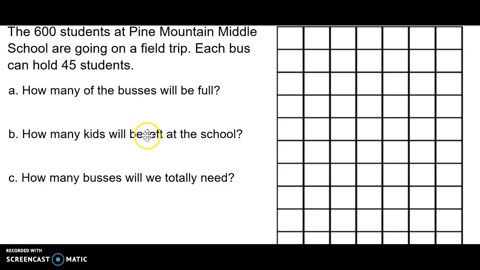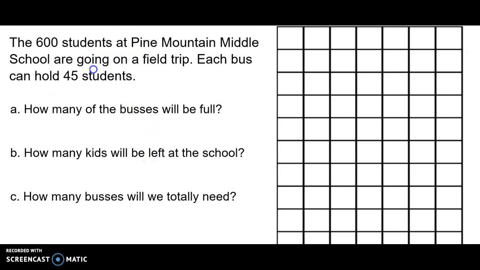All right, here's our next question. It says there are 600 students at Pine Mountain Middle School. They're going on a field trip. Each bus can hold 45 students. All right. Now look, we got 3 questions. How many of the buses will be full? How many kids will be left at the school? And how many buses will we totally need? Oh boy.